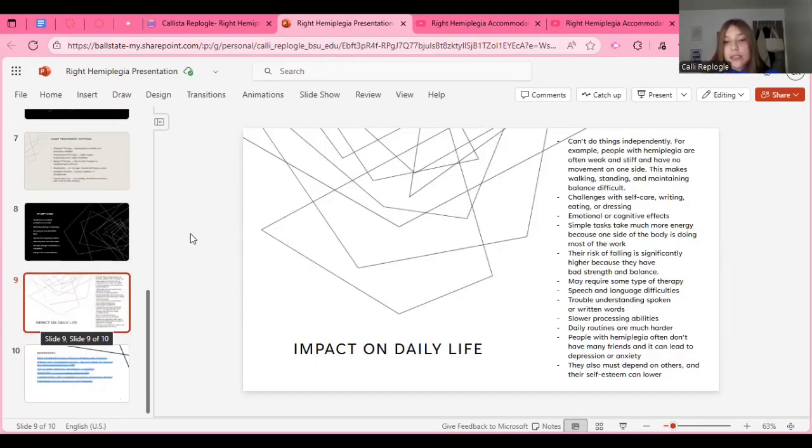There is a lot that can impact a person with right hemiplegia in daily life. These are just a few of the things that I wrote down. There are many, many more, but I'm just going to summarize these. People with right hemiplegia can never do anything independently again. I wrote an example. They're often weak and stiff and have no movement on one side, so it makes walking, standing, and maintaining balance difficult. So they're going to have a person with them at all times just to make sure that they don't fall.